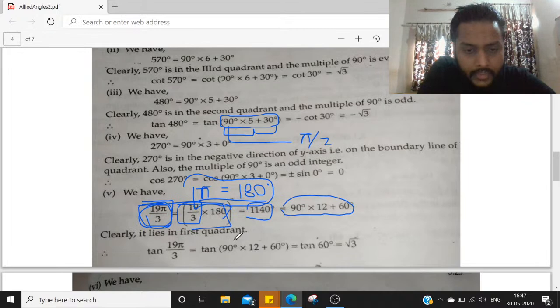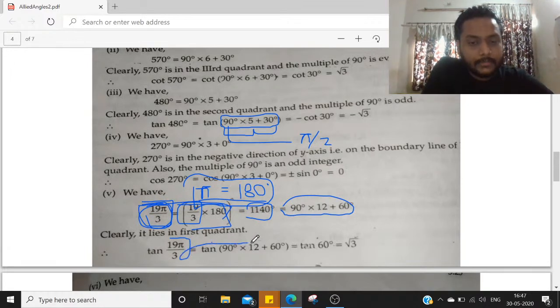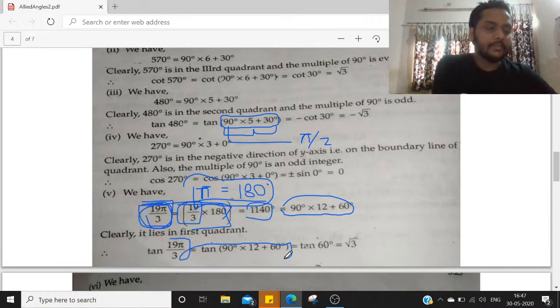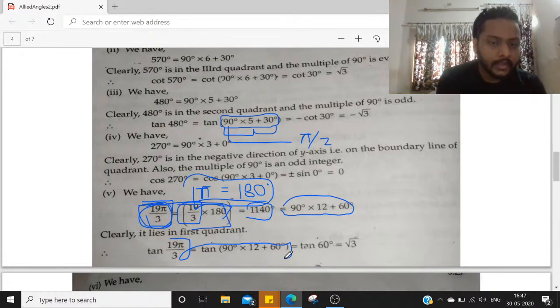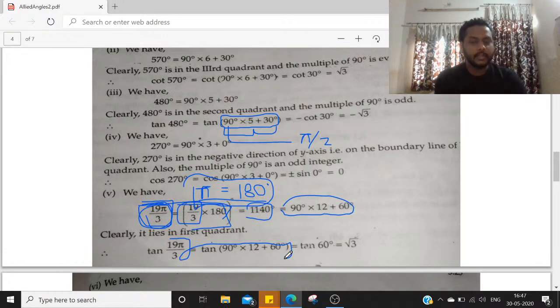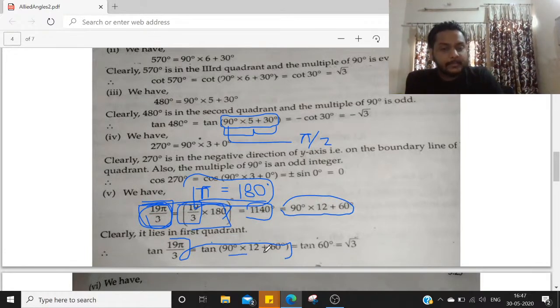Now if you break it here in this way, your tan 19π/3 is what? Your tan 19π/3 is nothing but tan of 90 times 12 plus 60 degrees. Are we clear with this, guys, everyone? Okay. You have your tan of 19π/3 equal to tan of 90 times 12 plus 60. Sorted. And this tan 90 times 12 is what?